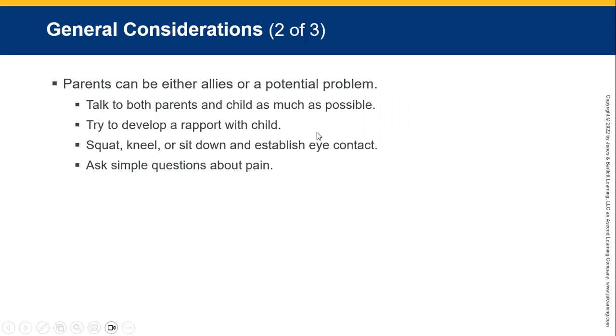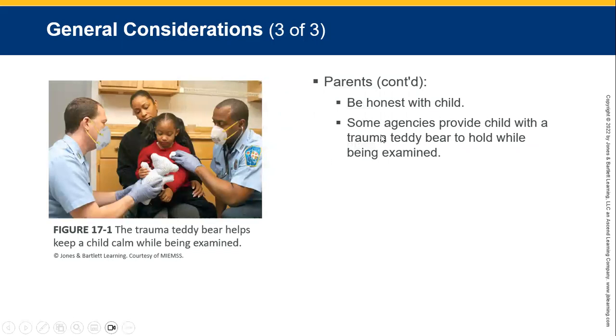Parents can either be allies or a potential problem. Talk to both parents and the child as much as possible. Try to develop a rapport with children. Kneel, squat, or sit down, establish eye contact, and ask simple questions about pain. Be honest with the child. Some agencies provide the child with a trauma teddy or something to hold while they're being examined.